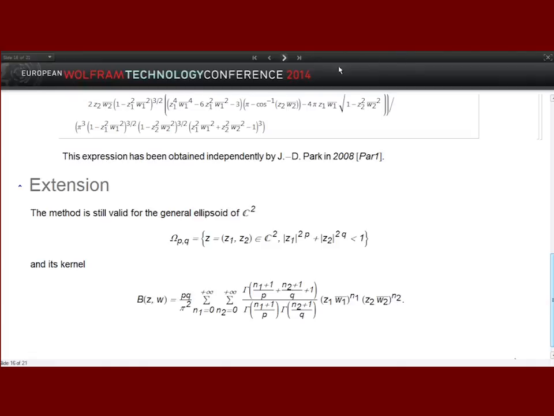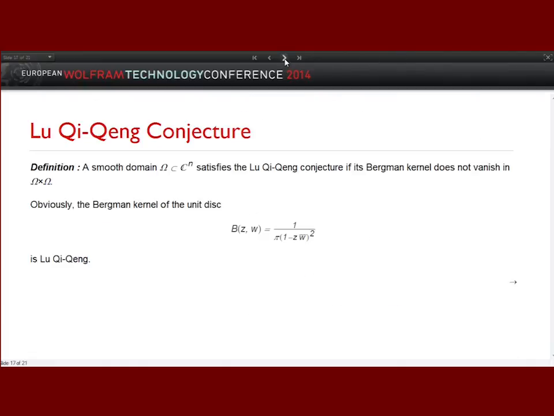And as an application, I want to talk about the Lu Qi-Keng conjecture. I give first the definition. If you consider a smooth domain, you say that this domain satisfies the Lu Qi-Keng conjecture if its Bergman kernel does not vanish in omega times omega. If you look at the disk, B of Z and W has this form, so obviously it cannot vanish.